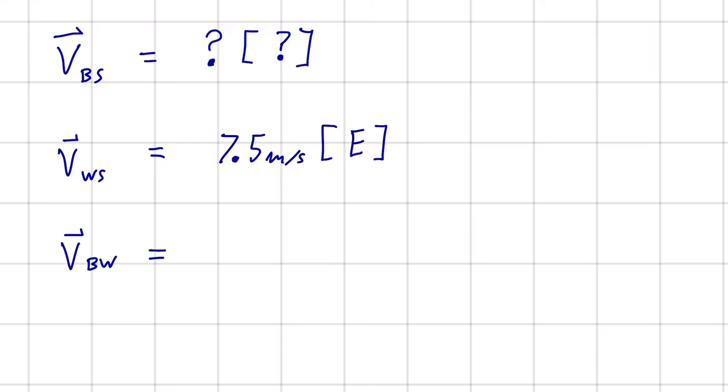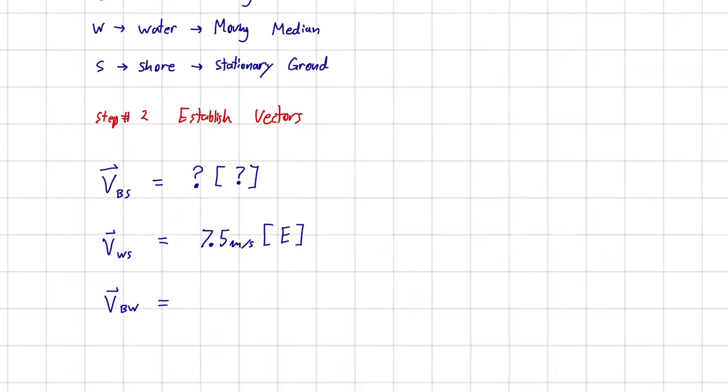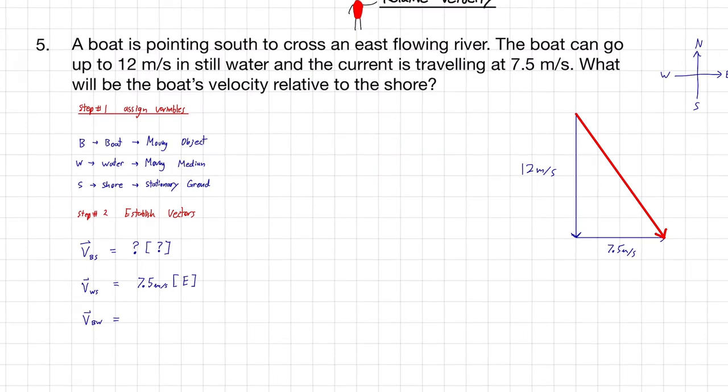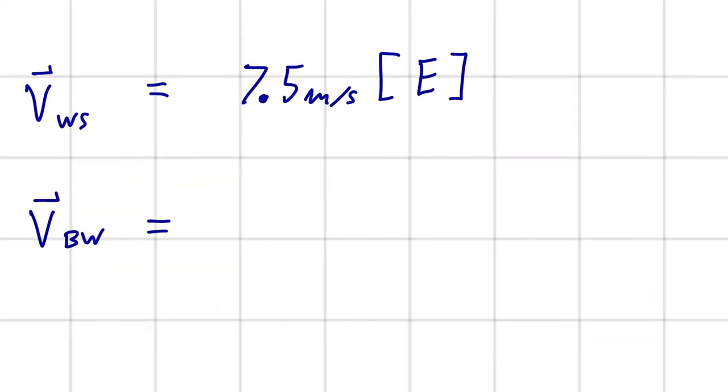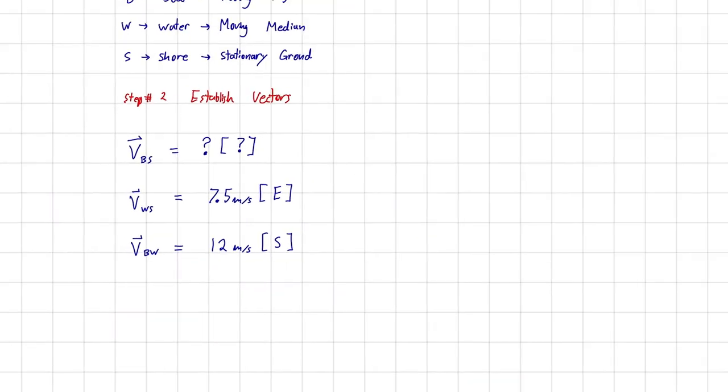And then for the velocity of the boat relative to the water, well, we have a boat that's pointed south and going 12 meters per second. The boat can go 12 meters per second in still water. So imagining that the water was still, the boat relative to the water is moving 12 meters per second, direction south.